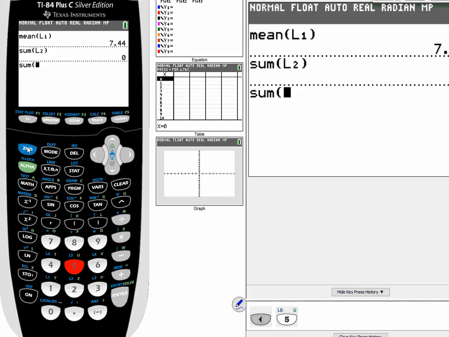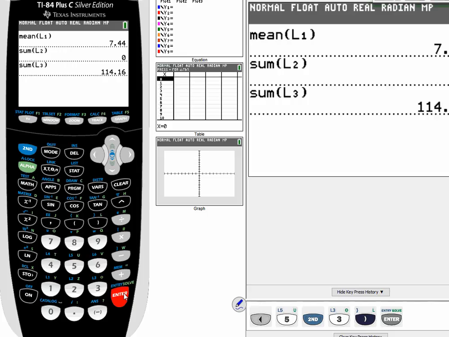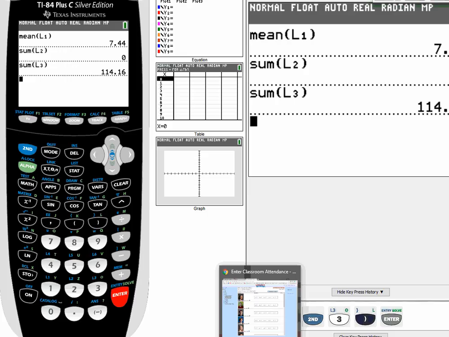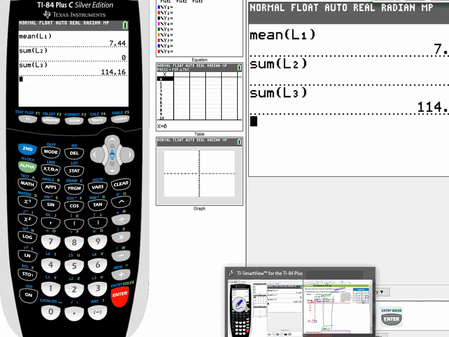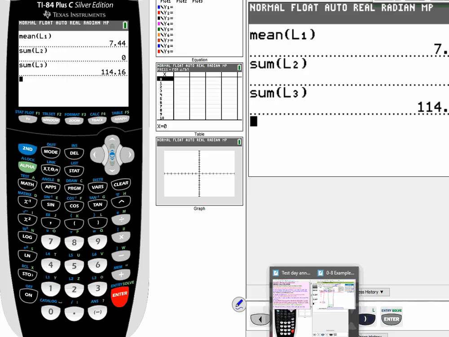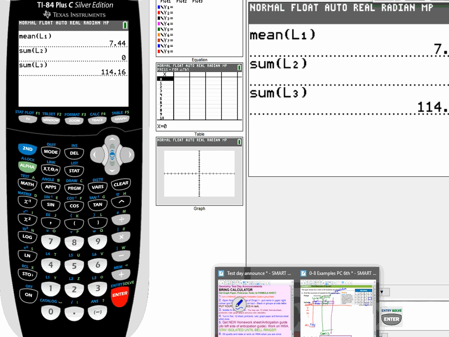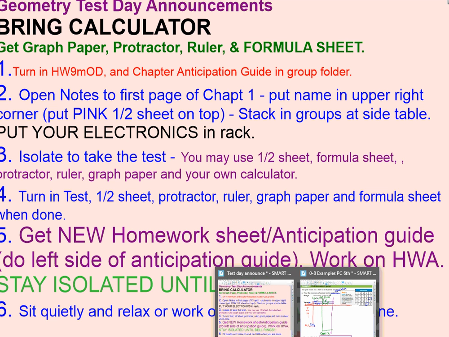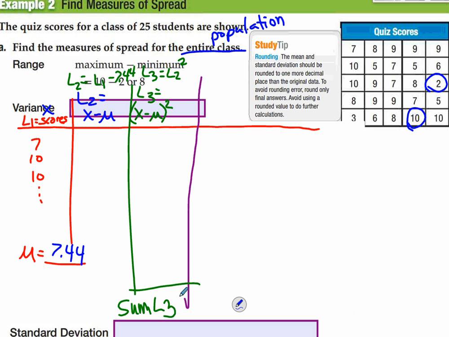Okay, just making sure. And I want the sum, 5. The sum, you just have to help me. Is it list 3? Yes, okay. And so it's the sum of list 3, and that's 114.16. Do you agree with that? Okay, I just always like to make sure that we're in agreement. 114.16. And so that's 114.16.